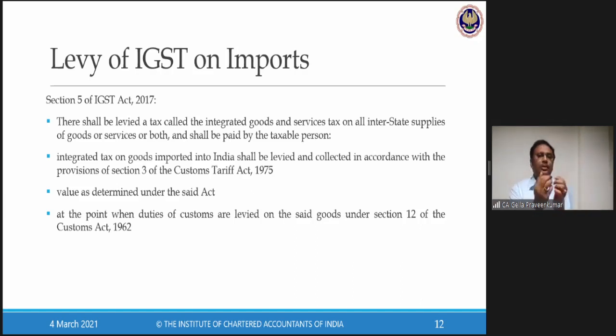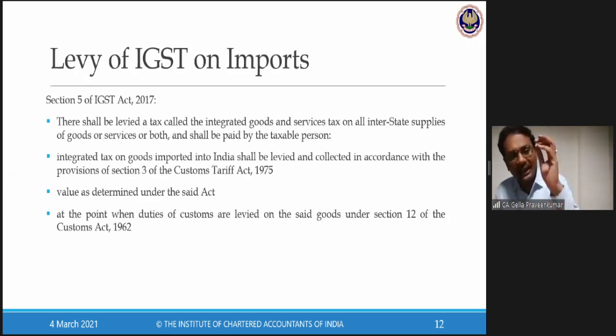In relation to import of goods, this import is happening through the customs frontier, through the customs station. At that point in time, along with your customs duty, on the value identified for customs duty, which is defined under Section 12 of the Customs Act 1962, I need to pay a tax called integrated tax.